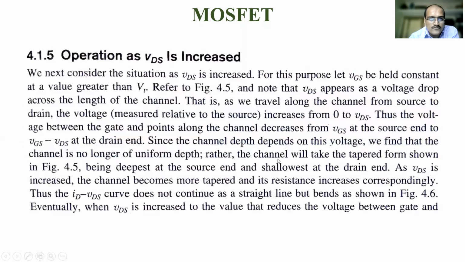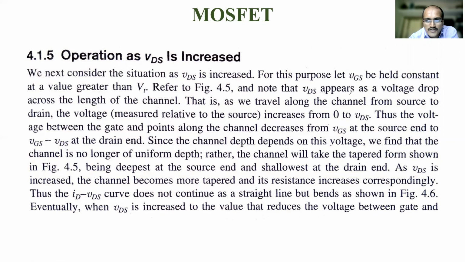Next, the last operation is that we will increase the VDS value. A small VDS was applied previously; now we'll try to increase it. For this purpose, let VGS be held constant. VGS cannot be altered now, because if we alter both VDS and VGS, a conflict will occur. So we'll keep VGS at a value greater than VT, fixed, and only try to change the VDS value.